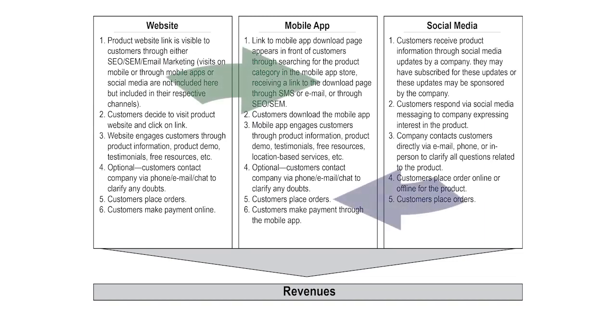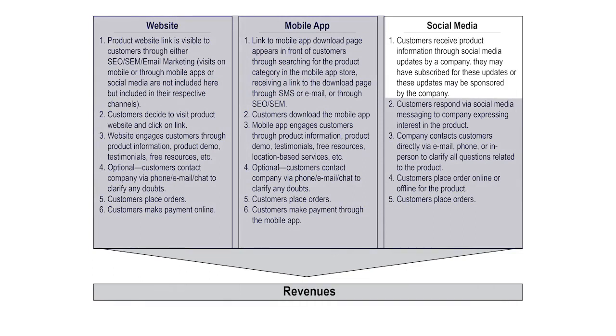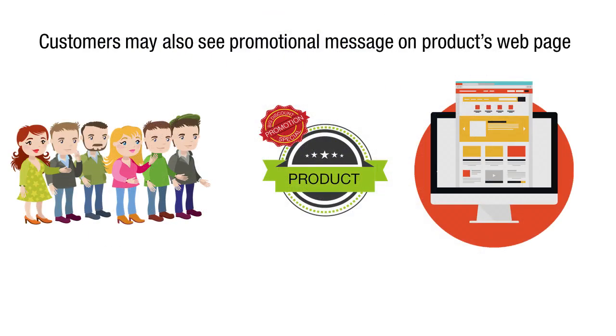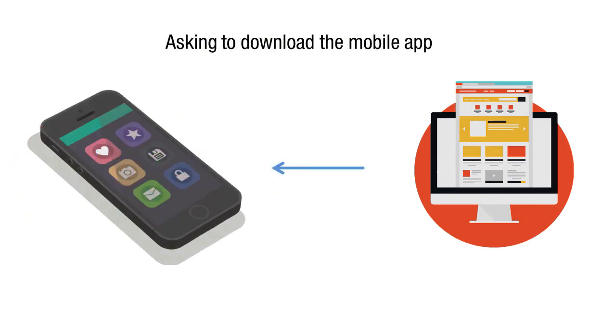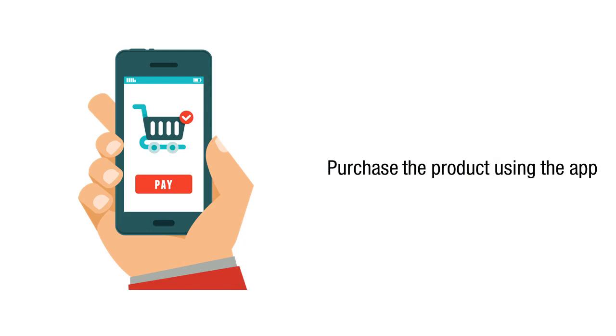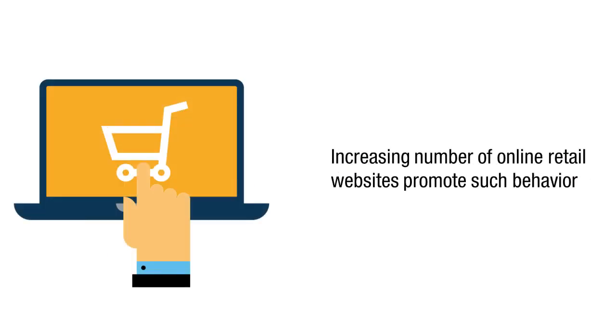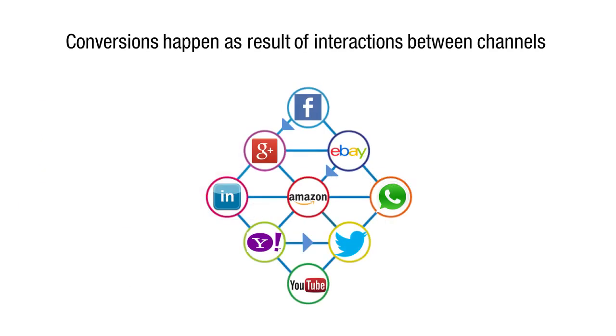This movement ensures that the company maximizes the number of customers who eventually purchase the product or service. There may be overlaps in conversion hierarchies across the various channels. For example, customers may receive product updates through social media, which have links to the product website. They then visit the website and follow the same conversion hierarchy as that of the website channel. Customers may also see a promotional message on the product's web page, asking them to download the mobile app and purchase the product using the app. An increasing number of online retail websites promote such behavior. In both of these cases, conversions happen as a result of interactions between channels.